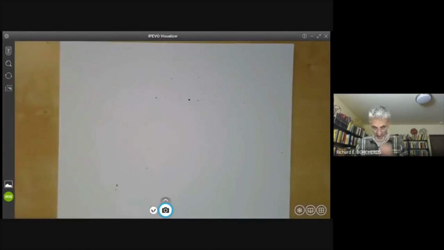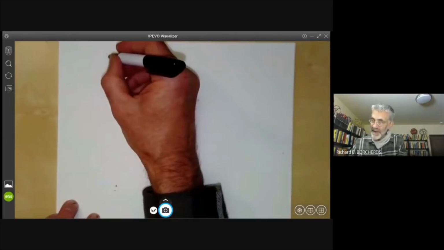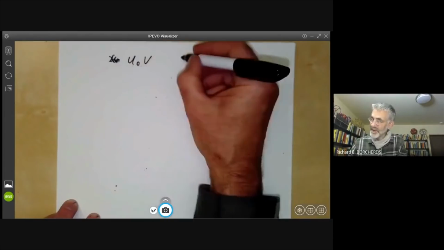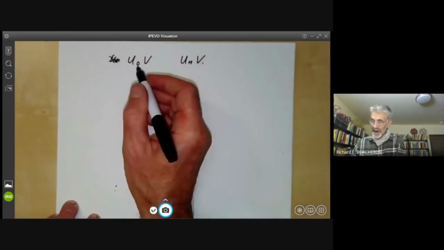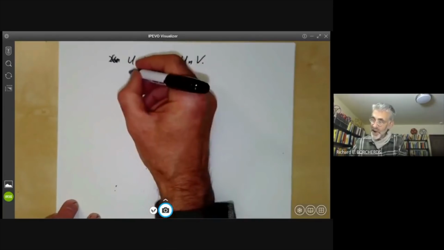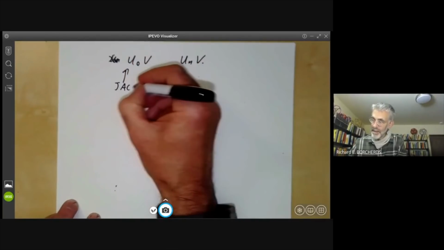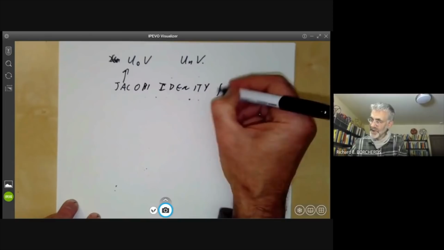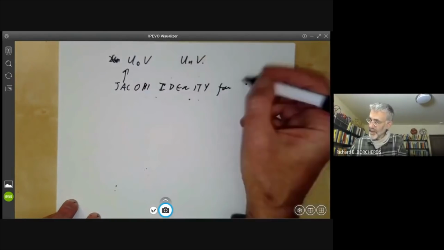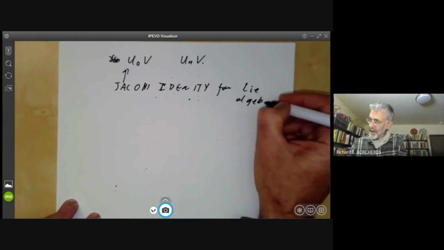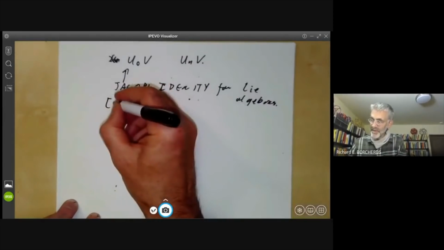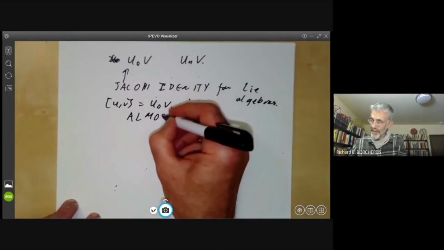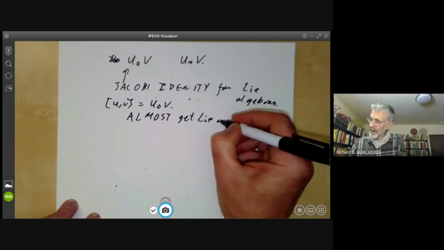So in particular, one of the vertex algebra's identities or operations is u0 of v. You remember there's an operation un of v for every n. And u0 of v satisfies the Jacobi identity, or at least one form of it, for Lie algebras. So in other words, if you set uv equals u0 of v, then we almost get a Lie algebra on v.